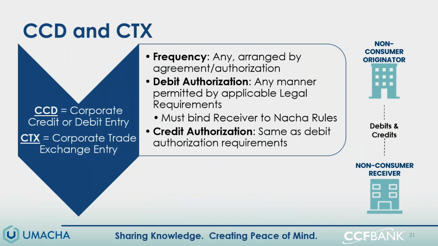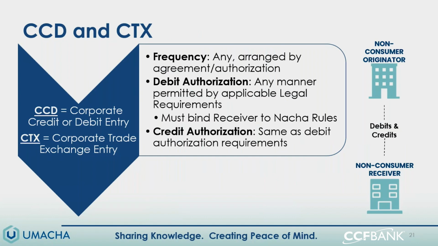So another business. So for example, CCF Bank is a member of UMACHA, so they pay dues to UMACHA. So if we debited them for those dues, we would do a CCD entry because we're both businesses. So that's how we would be doing an entry between the two of us. Same with your business. If your business is sending an ACH entry to or from another business, you're going to use CCD or CTX. So frequency is going to be defined by the agreement between the two businesses.